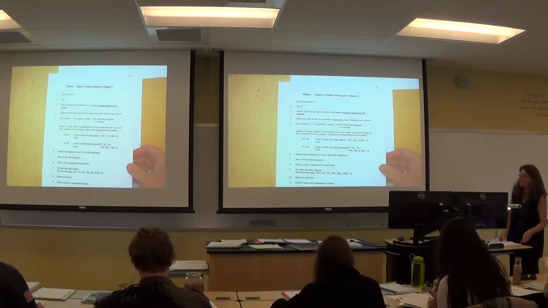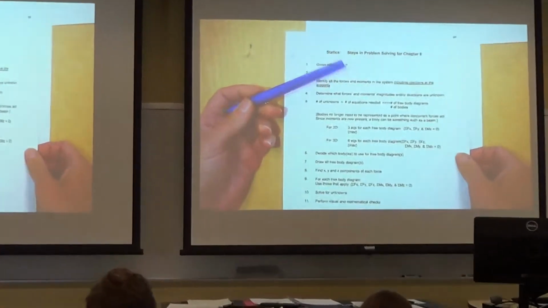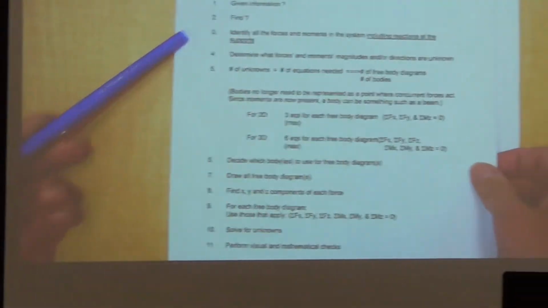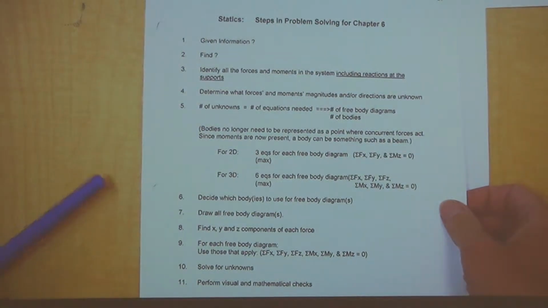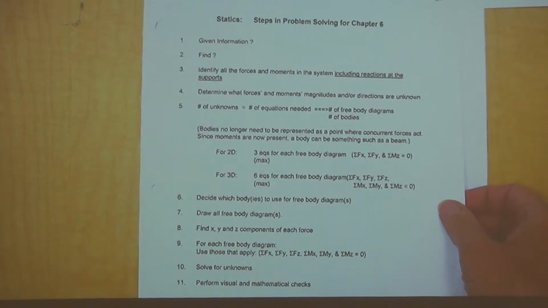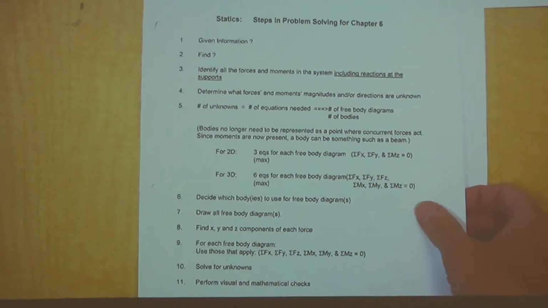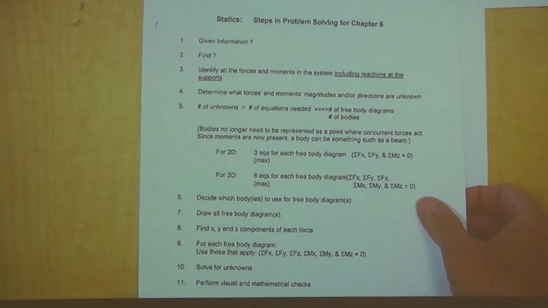Pressure on what the steps are. What do we do first? Given, then find, then the table of all the known and unknown forces so that we can determine what's unknown. Number of unknowns tell us what? Number of equations we need, which tells us how many free body diagrams we need. Then what do we do? Draw the free body diagram, or free body diagrams, right?